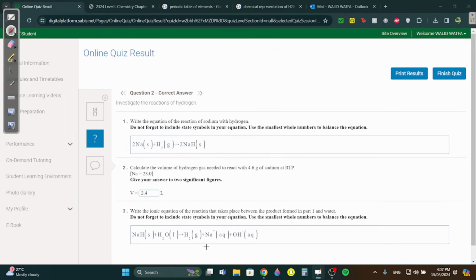Question 3. Write the net ionic or the ionic of the reaction that takes place between the products formed in part 1, so NaH, and water. NaH plus H2O. This is solid, this is liquid. The first thing produced, I like putting hydrogen gas at the end, but you should be able to write NaOH aqueous and then H2 gas.